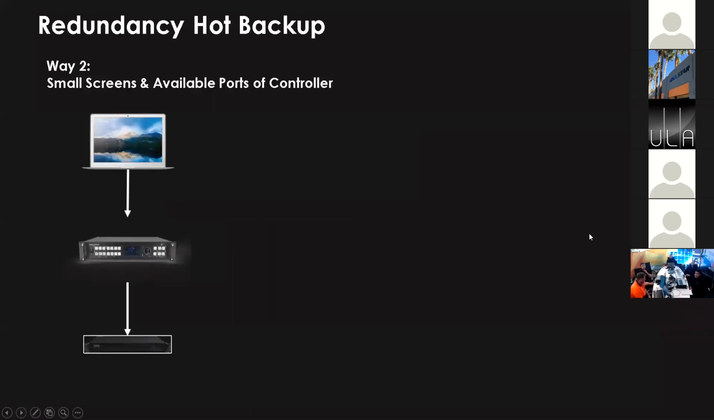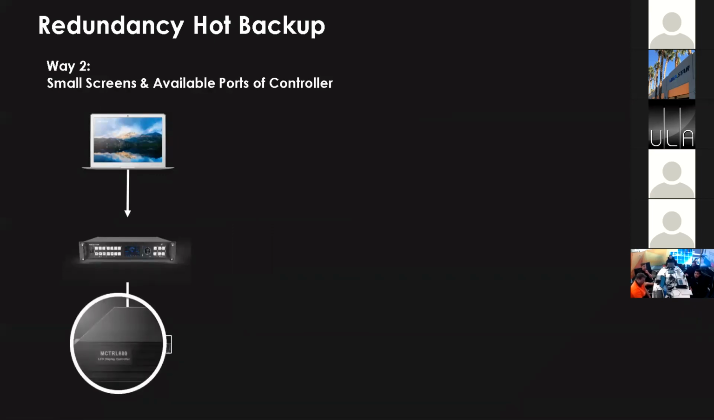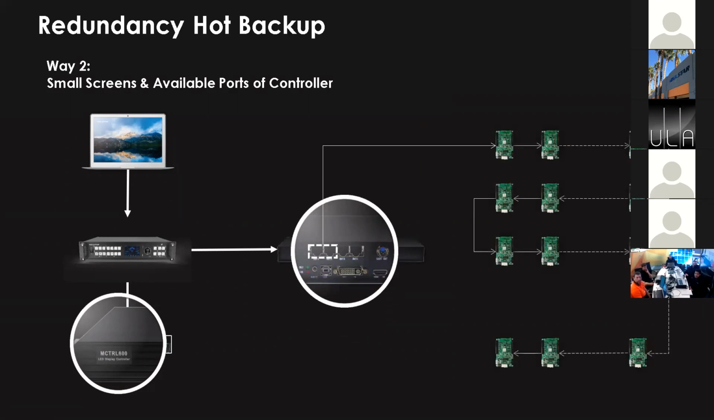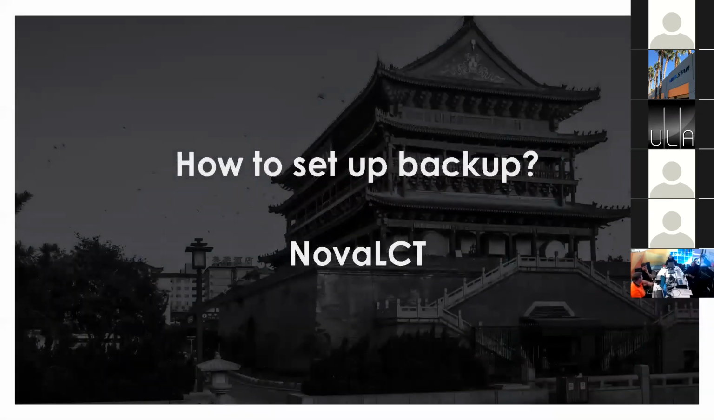Let's see the structure of the backup setting. This is the backup setting, which is done on the same controller ports as backup of other ports. You can see 2 ports from the same controller and 2 receiving cards. And now we know that with backup setting, we can keep the screen working when there is a broken cable or even a sending card is off. And above, it's a hardware structure about how to do the configuration so that the controller knows which one is primary and which one is backup.